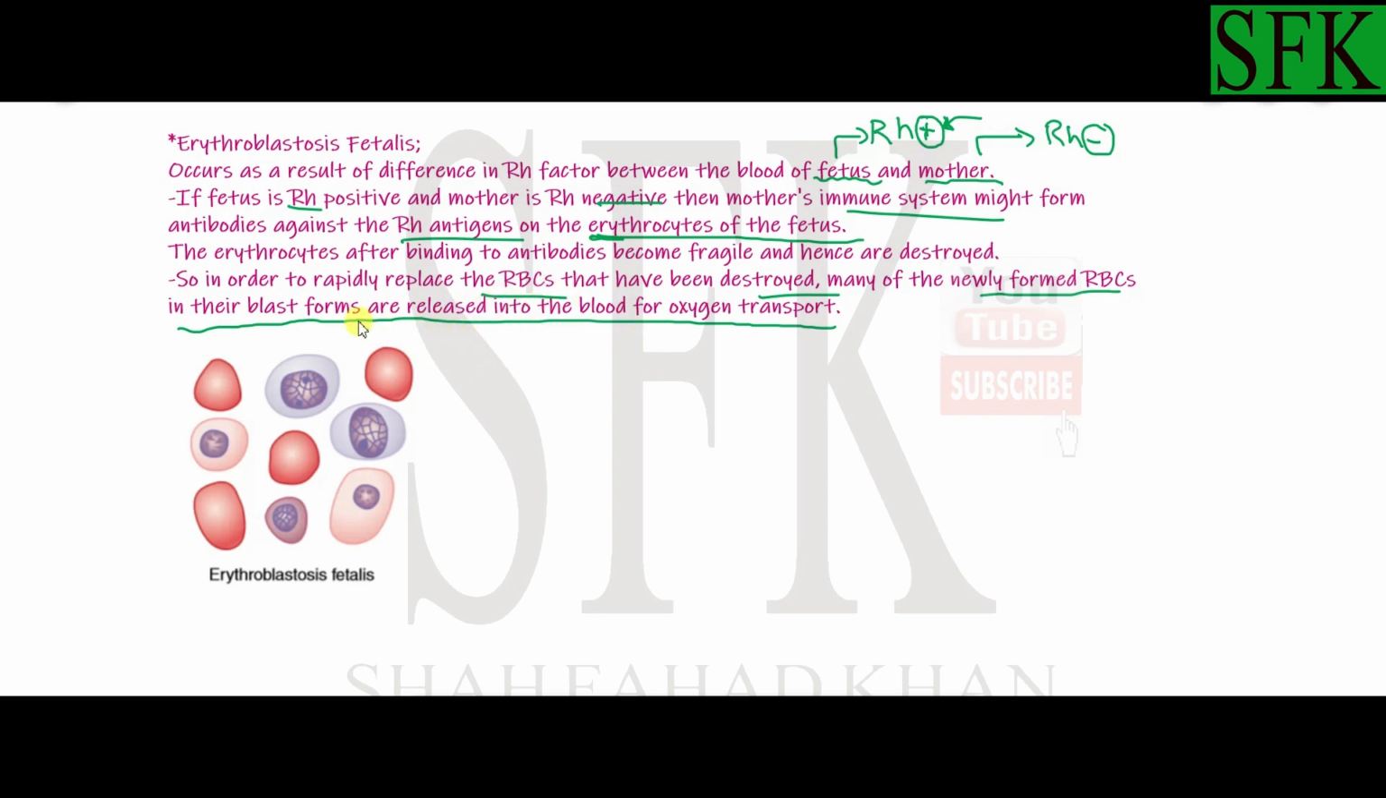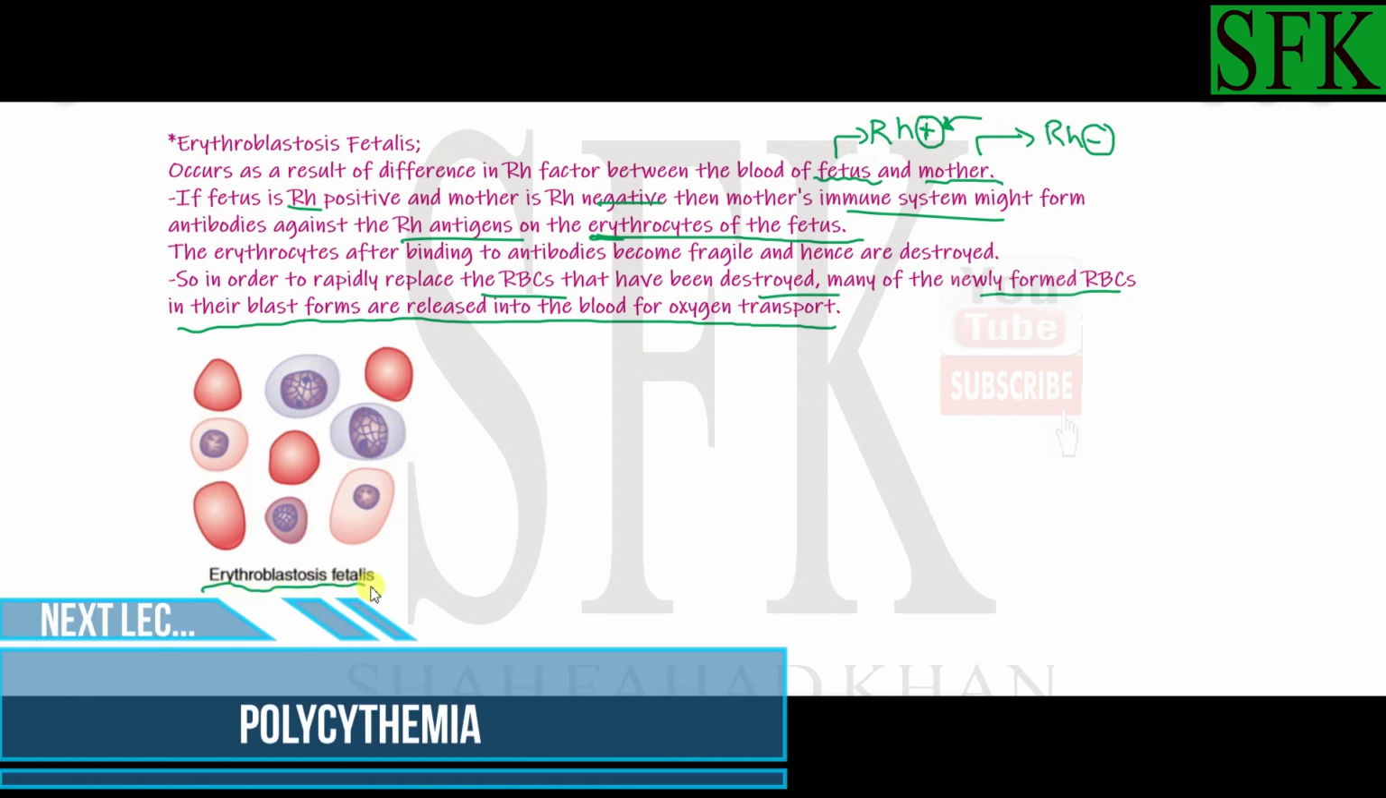And during this rapid release, what happens? Many of the red blood cells which are not fully matured enter the blood for oxygen transport. So this is the condition of erythroblastosis fetalis. This occurs due to the attack of the immune system from the mother.